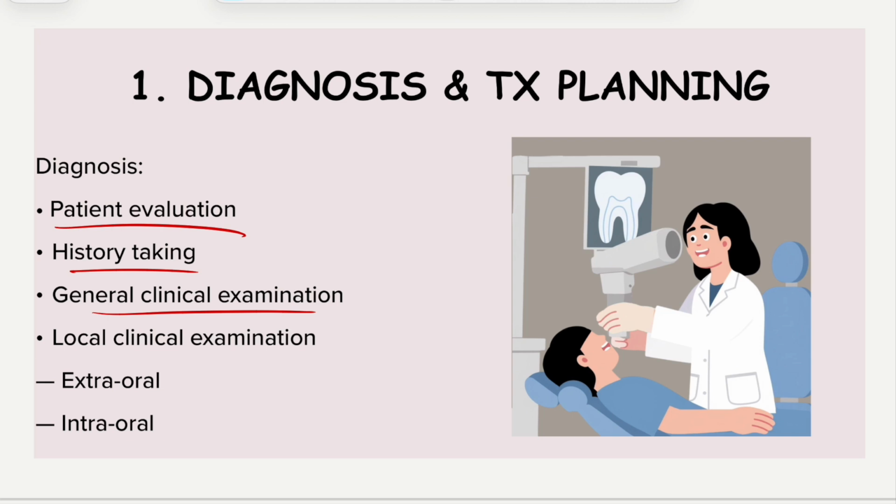Then we will move on to the local clinical examination. In local clinical examination, we will do the extraoral and intraoral examination. Firstly, in extraoral examination, we will do the TMJ examination, we will do muscle tone examination, we will check the muscle development, and we will check the lip competency. So we will check all that in extraoral examination.